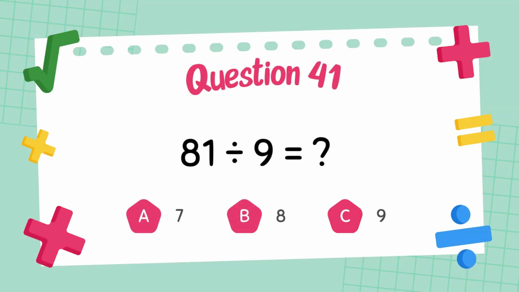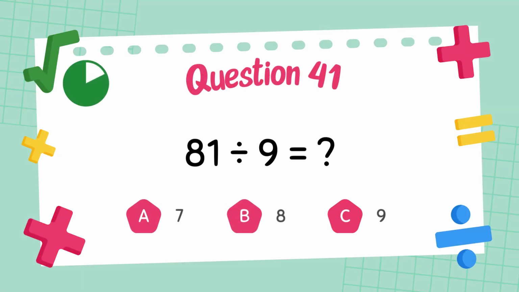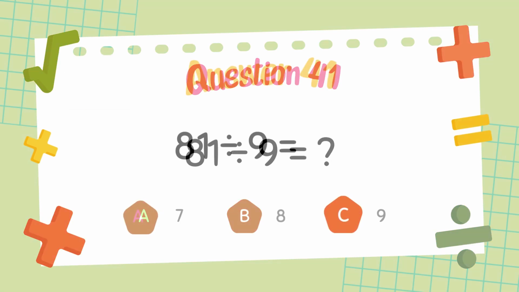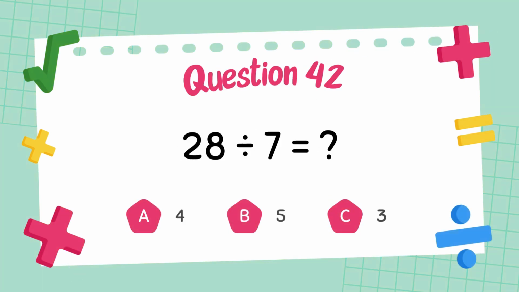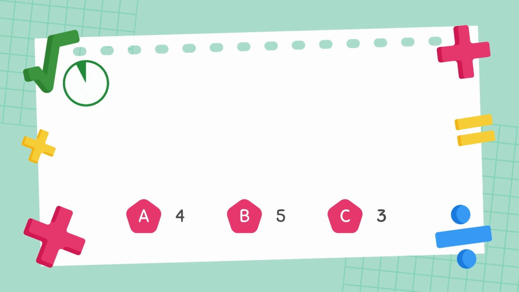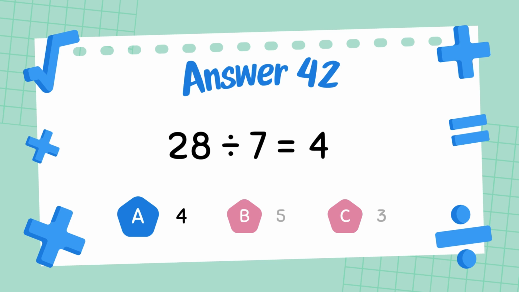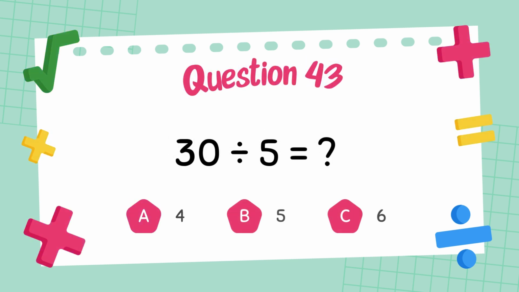What is 81 divided by 9? The answer is 9. What is 28 divided by 7? The answer is 4. What is 30 divided by 5?